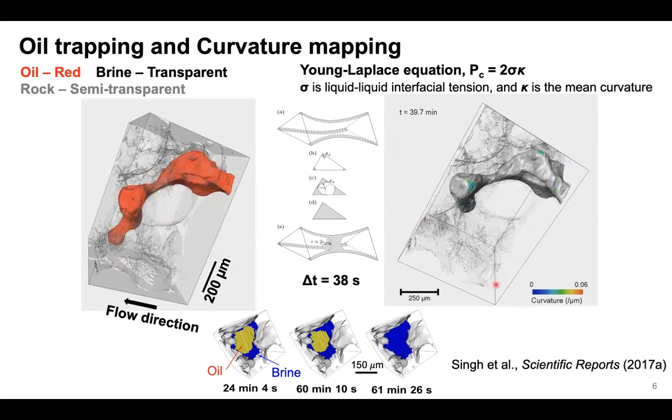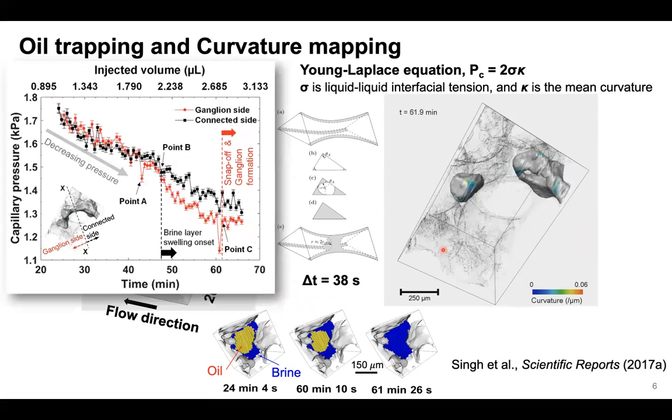So in this small subset, just to give an example of the analysis we performed, we first divided this whole image into 2 parts. On the left, we call it the ganglia side, and the one on the right-hand side is connected. Here we plot capillary pressure calculated from the Young-Laplace equation using curvature maps as a function of time or injected pore volume. What you see in red is the left side, which is the ganglion side, and black is the other side. As you increase the water pressure, the capillary pressure is decreasing with time, so both pressures are decreasing at the same time.